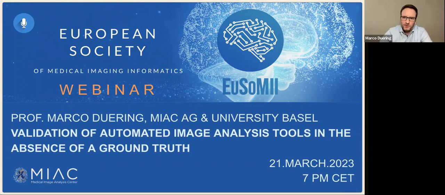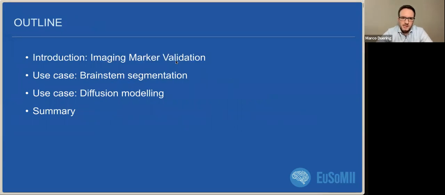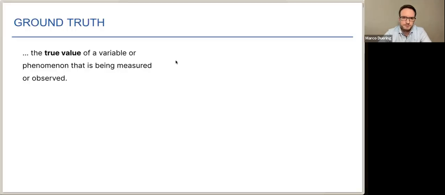So before beginning, quickly the disclosures. These are not relevant for the presentation, but I'd like to mention that I'm an employee of MIAG AG, which is a neuroimaging CRO. So what I want to cover today is a short introduction to the general topic of imaging marker validation, followed by two use cases. The first being deep learning-based brainstem segmentation, and then the application of diffusion imaging.